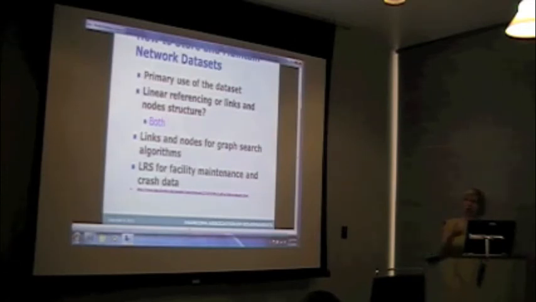So the socioeconomic input that was collected at the polygon level, microzones up to districts, is what I covered so far. The second big input for the models are network data sets. And so there are 2 basic ways to structure a network data set, as a linear referencing system or as a connected system of links and nodes. And what you use depends on the purpose of the data set. So if you're going to do facility maintenance, analyze accidents, that kind of activity, the best thing is to go for a linear referencing system.